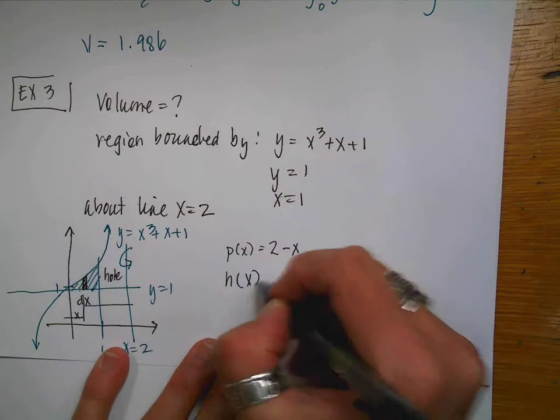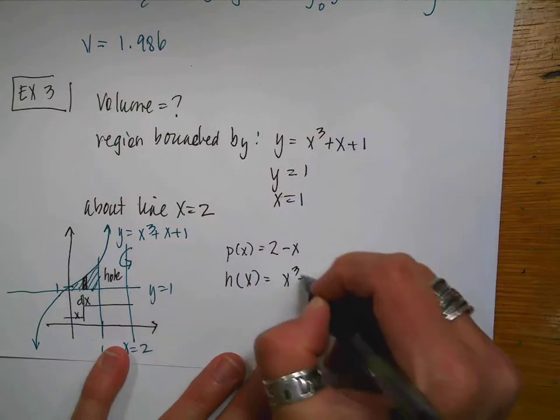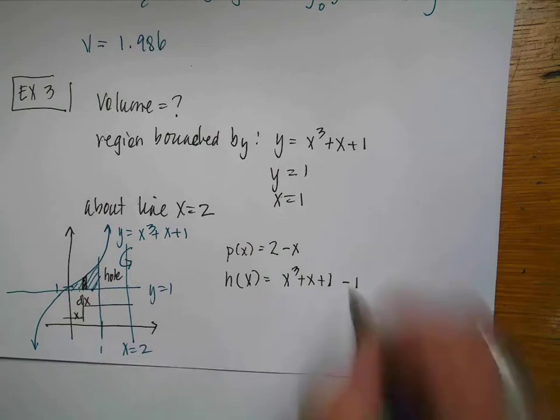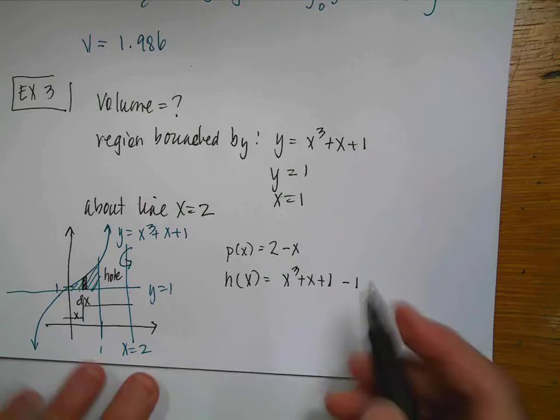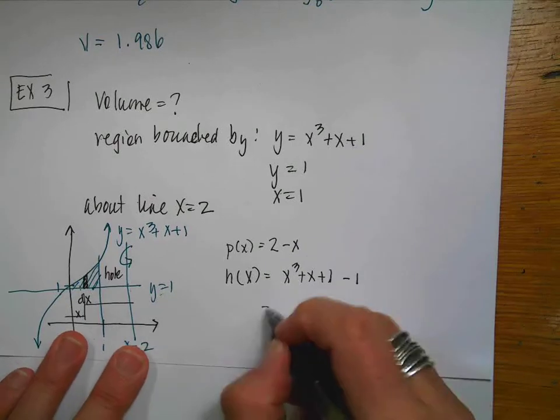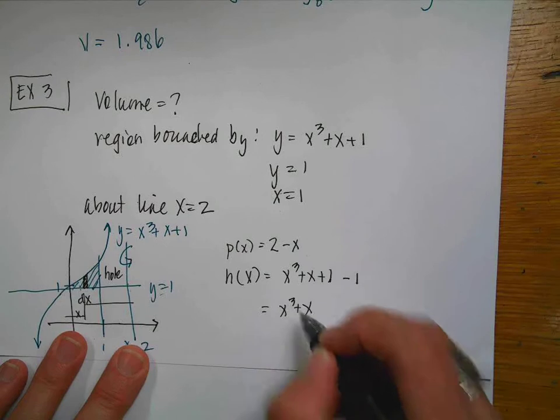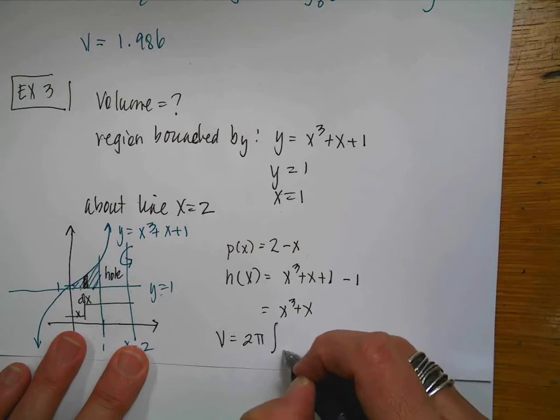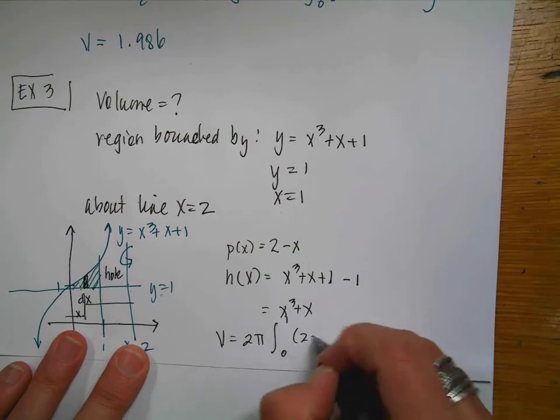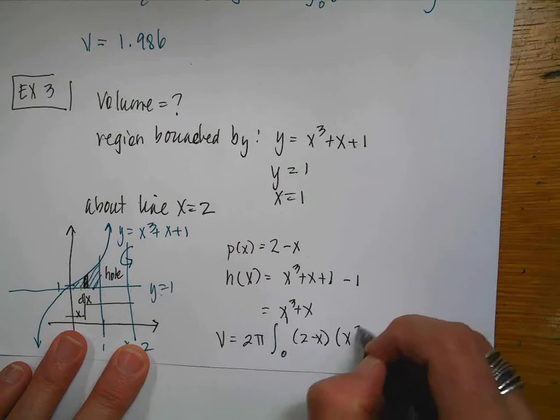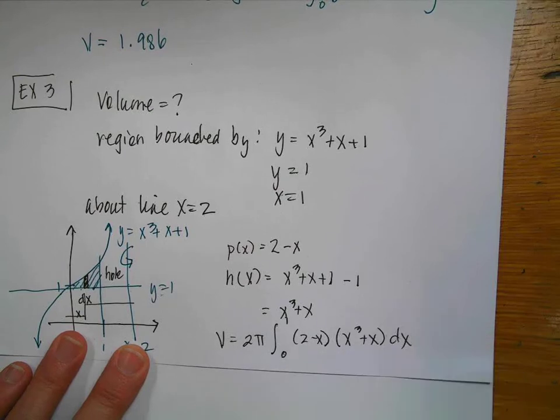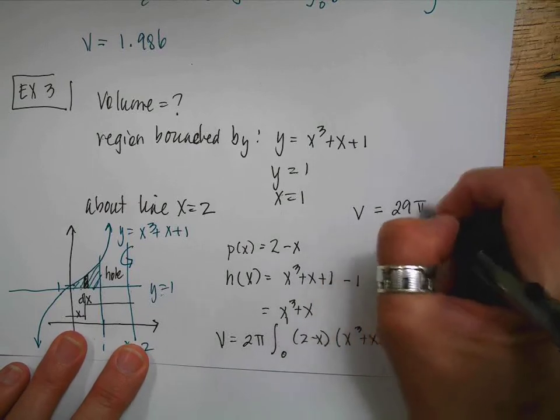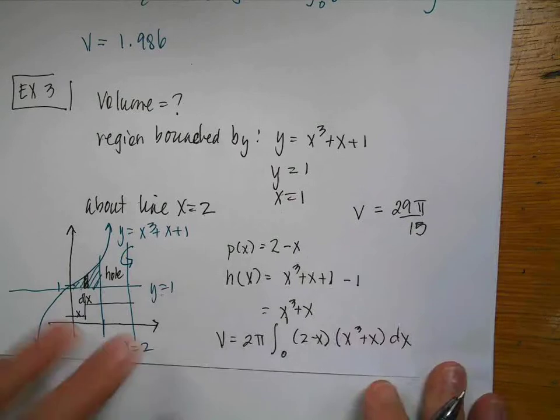My h of x is going to be the height of the rectangle, which is x cubed plus x plus 1 minus 1. And that's the 1 from y equals 1. So this is just going to simplify to be x cubed plus x. So the volume is 2 pi, integrating with a dx, so I'm going to go from 0 to 1, p of x, 2 minus x, times h of x, x cubed plus x, dx. And I'm out of room, so I'll write my solution up here. So the volume is 29 pi over 15.